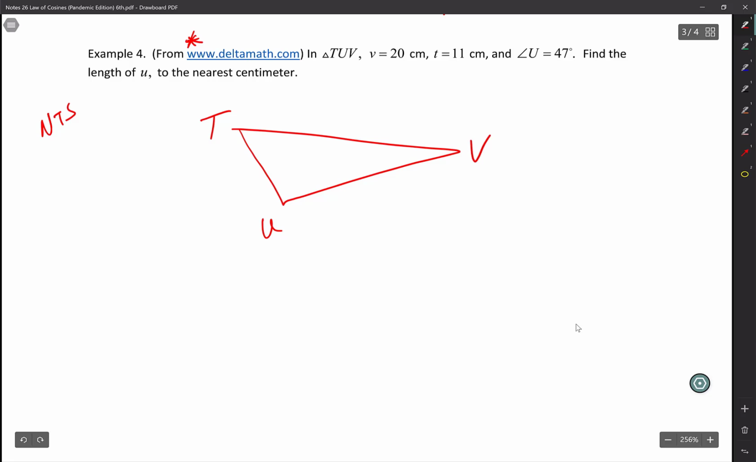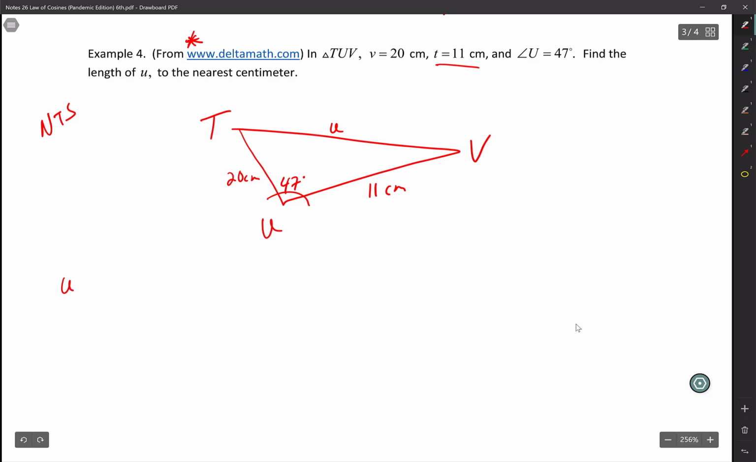So capital T creates little t, and I have a length for little t, that's 11. So I'll put 11 centimeters there. And then capital V creates little v, so I put 20 centimeters there. And then angle U is 47 degrees. Perfect. This is little u up here. I have everything I need to use the law of cosines to figure out a number.